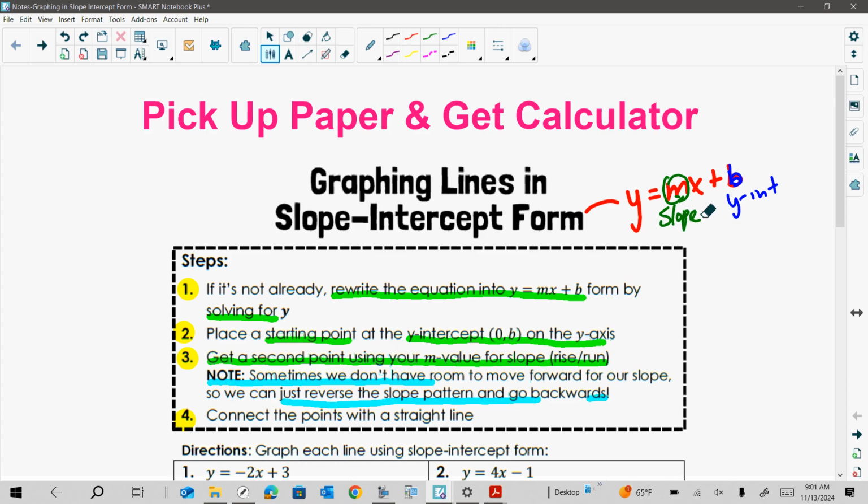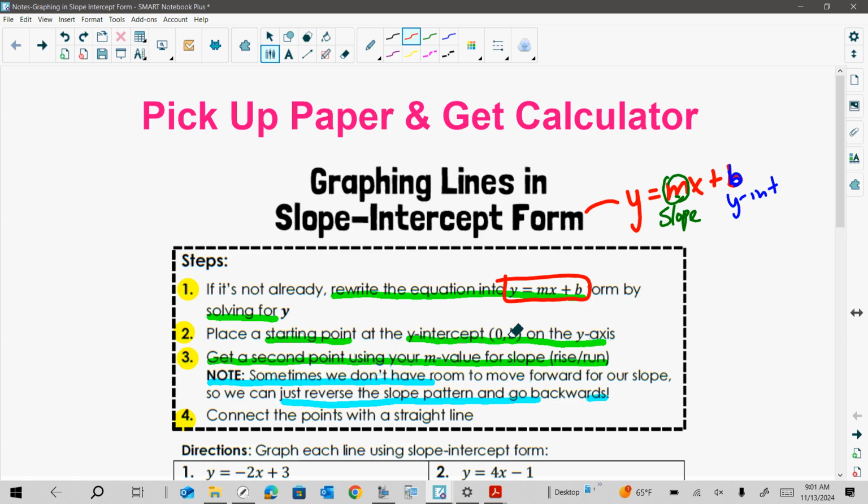So when we graph in slope-intercept form, we start from the back, which is the b, and then we move using the m. Okay, m is going to tell us how to move from that b. So if it's not in this slope-intercept form, which is what I wrote right here, then we have to solve for y. I will talk about that on the next slide. The starting point is the b, the y-intercept.